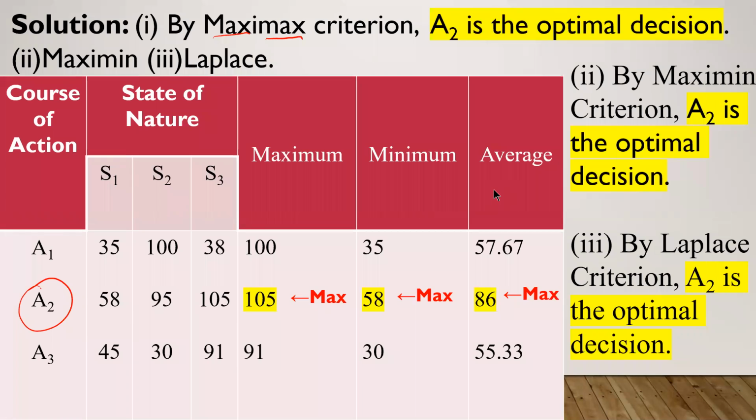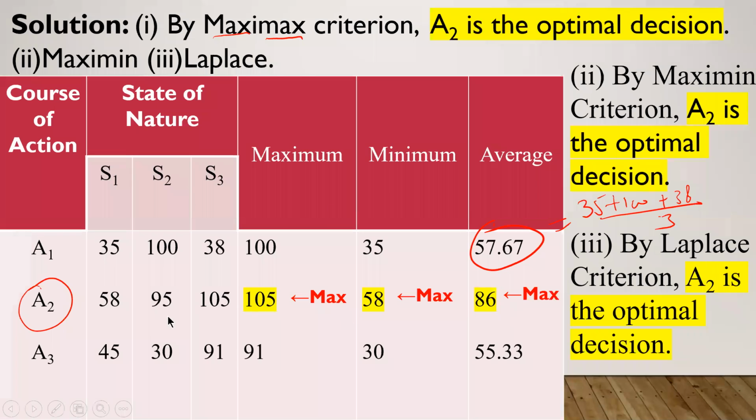What about Laplace? In the Laplace criterion, neither do you take the maximum nor the minimum, you take the average. So for Laplace criterion, we will take the average of these three figures, 35, 100 and 38. How will you take the average? 35 plus 100 plus 38 divided by 3. You know how to take the average. How are you getting this figure? 35 plus 100 plus 38 divided by 3 will give you this.